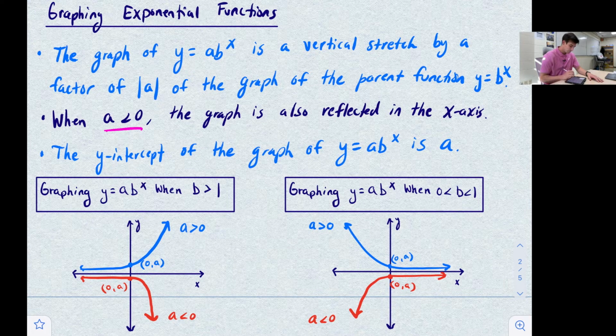The y-intercept of the graph of y equals a times b to the x is a. Okay, so a couple of things that we need to note about this equation. A is our y-intercept, okay?